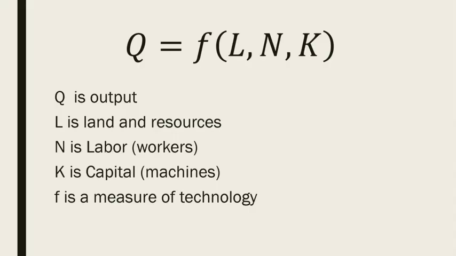So Q is our output. That's how much is being produced. And Q is a function of inputs. So in order to produce something, you need land and resources, you need labor or workers, and you need capital, machines. And you need some combination of those three, and they come together, and then you can produce something. F is what we call a measure of technology. So it's our ability to take land, labor, and capital and convert it to output. And so this is our basic model.